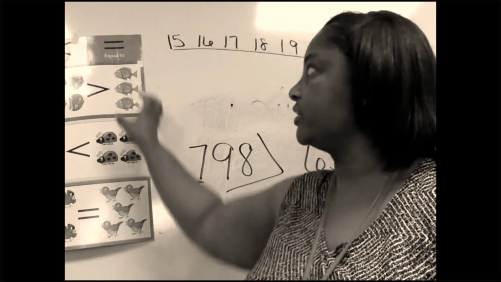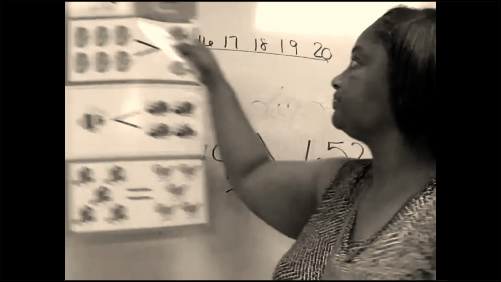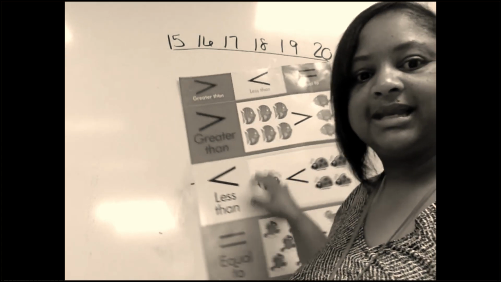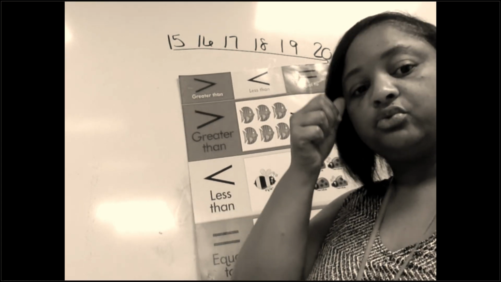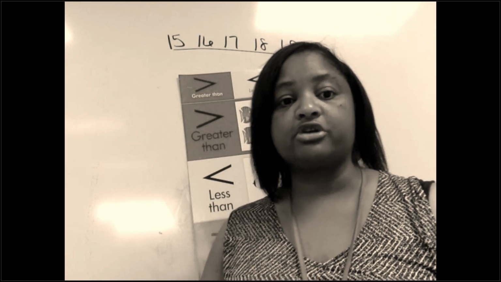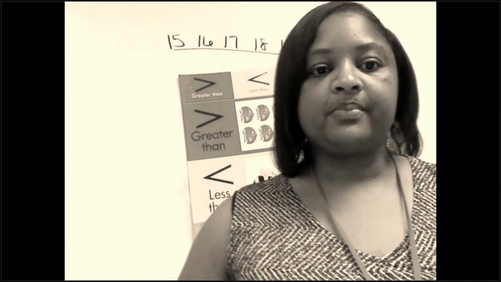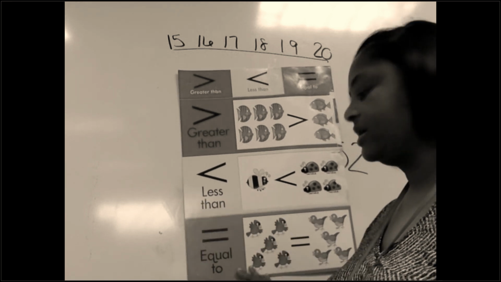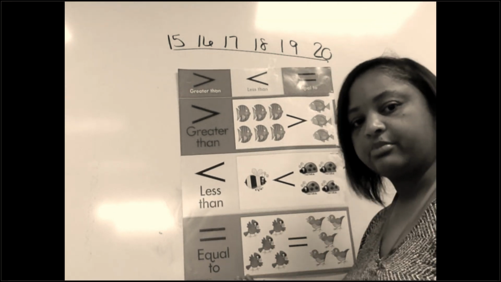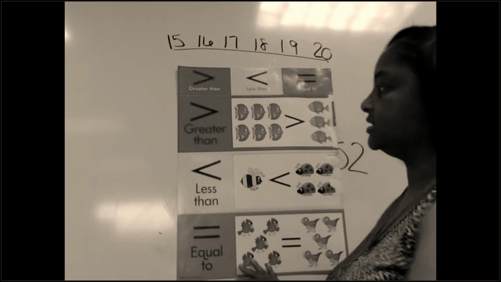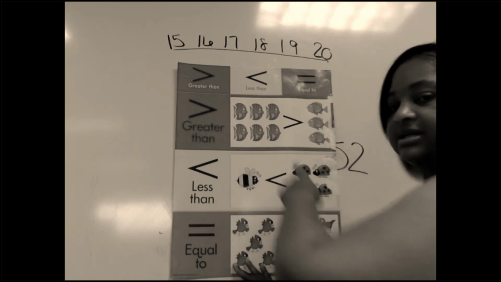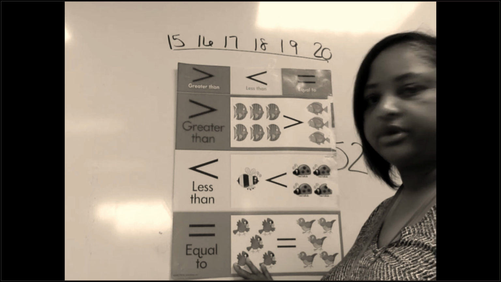Remember, when you're doing rounding, your symbols are greater than, less than, and equal to. Greater than means that the number is larger than the number that you have. Less than means that the number is smaller than the number that you have. And equal to means that the number is the same. So for instance, we have 1, 2, 3, 4, 5, 6, and then we have 1, 2, 3. 6 is greater than 3.